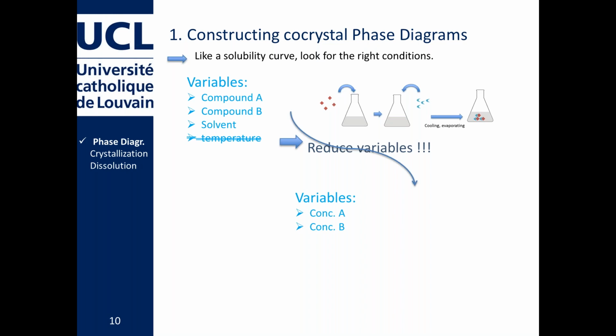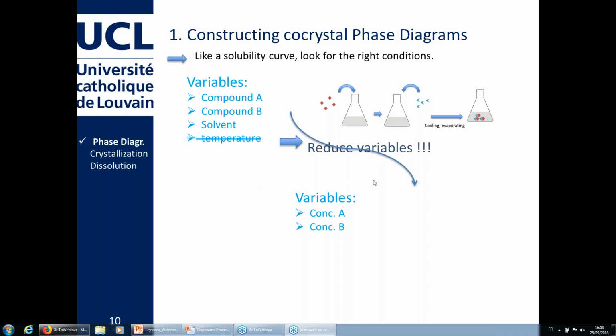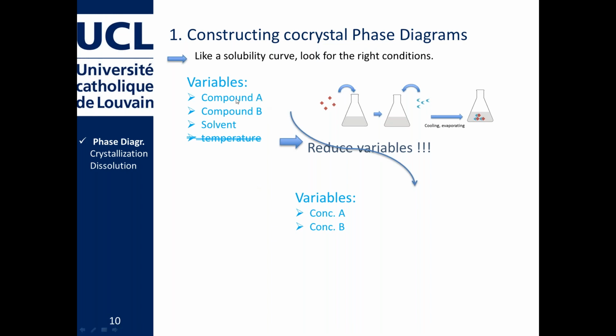What I'm going to do next is I'm going to play with the amount of compound versus solvent. A little bit like I said before, if you have a single compound, you take solvent and temperature, you look at the concentration. Here inherently I can change compound A and B. By dividing by the solvent, I get the concentration of A and the concentration of B.